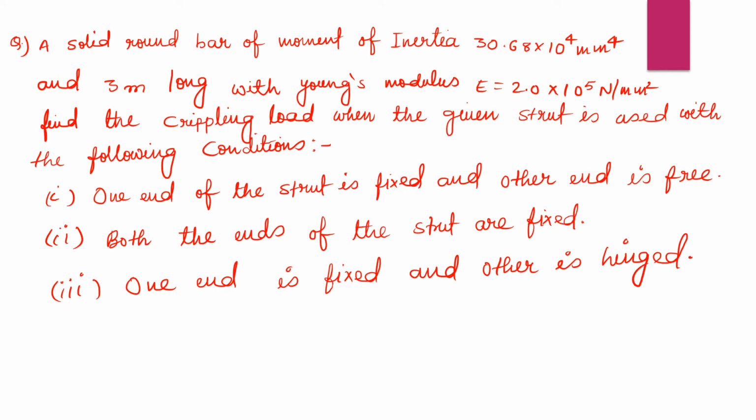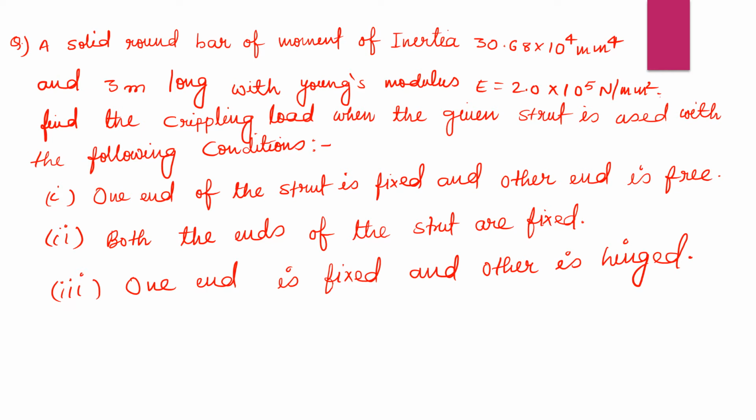So this is our question, my dear students. What our question says: a solid round bar of moment of inertia 30.68 into 10 to the power 4 millimeter power 4 and 3 meter long with Young's modulus E is equal to 2.0 into 10 to the power 5 Newton per millimeter square. Understand? Then the question says find the crippling load when the given strut is used with the following conditions. So in this question we have to find the crippling load for three conditions.